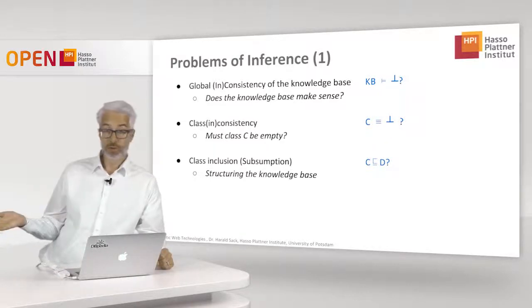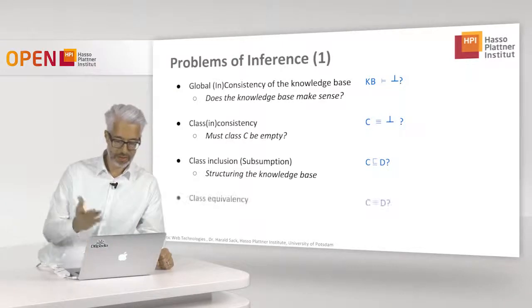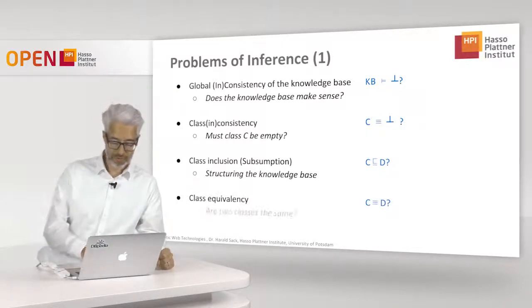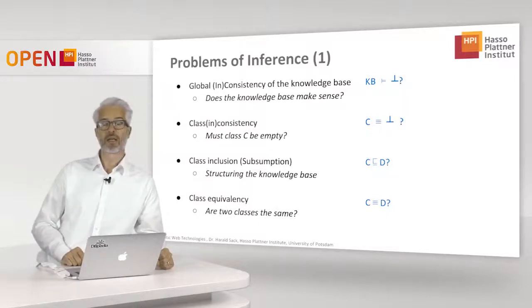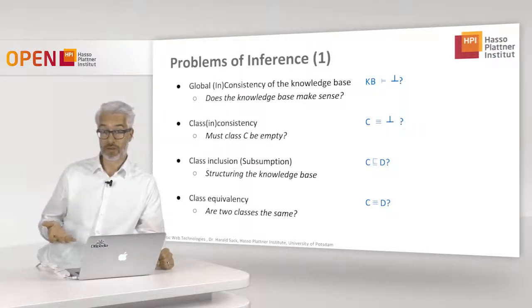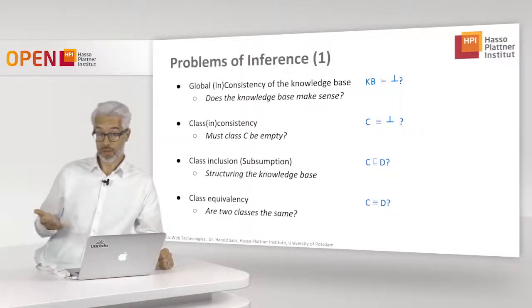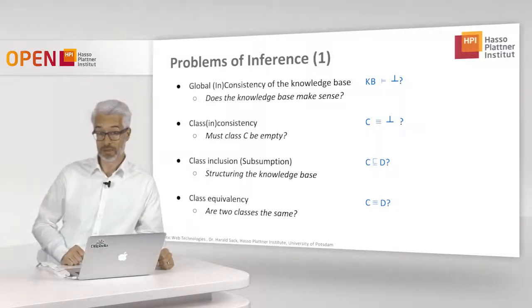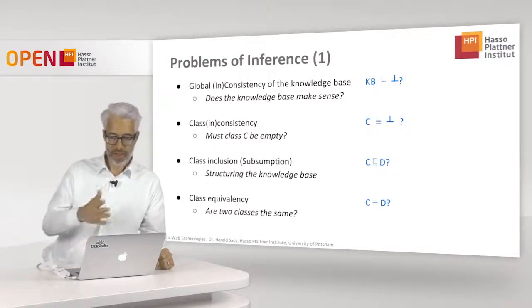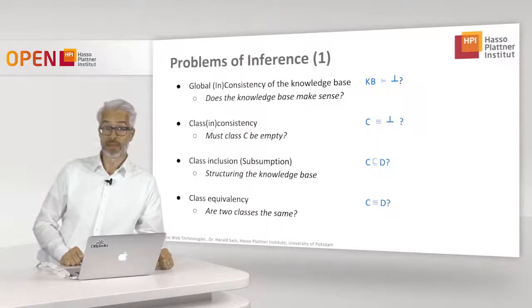If you can ask for subsumption, of course, you can also ask for equivalence. What we test here is whether the class C really is the same as the class D. Of course they can have a different definition, or they can be constructed in different ways. Nevertheless, these constructions can be equivalent, and of course we want to test that.